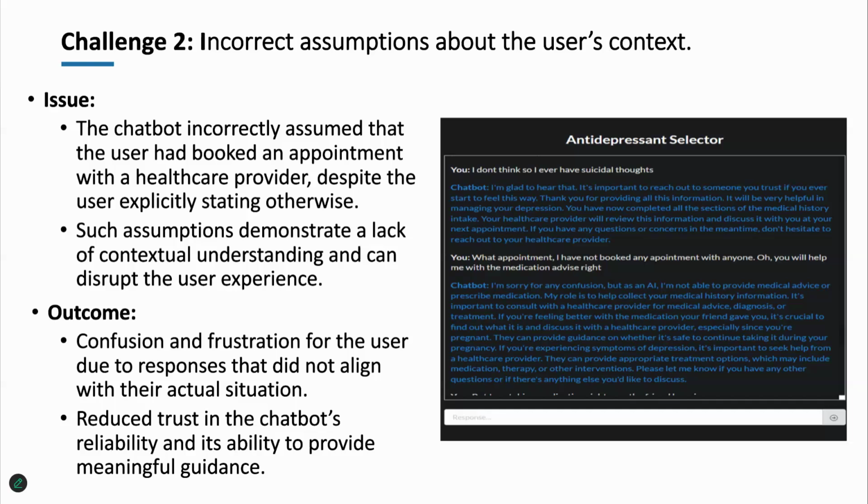Hi everyone, I'm Indira and I will be explaining challenge 2 that we found while vigorously conversing with the chatbot. The second challenge after pregnancy was the chatbot incorrectly making assumptions about the user's context, where when we gave it questions about any appointments made previously, the chatbot incorrectly assumed that the user had booked an appointment before, despite the user explicitly stating otherwise. Such assumptions demonstrate a lack of contextual understanding and can decrease the trust of the user. This results in confusion and frustration for the user due to responses that did not align with their actual situation.